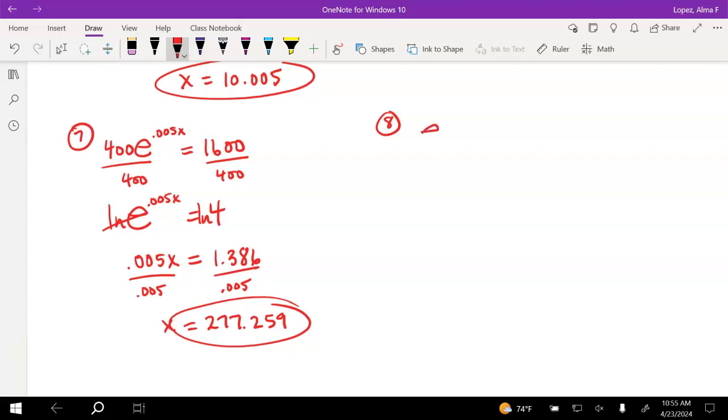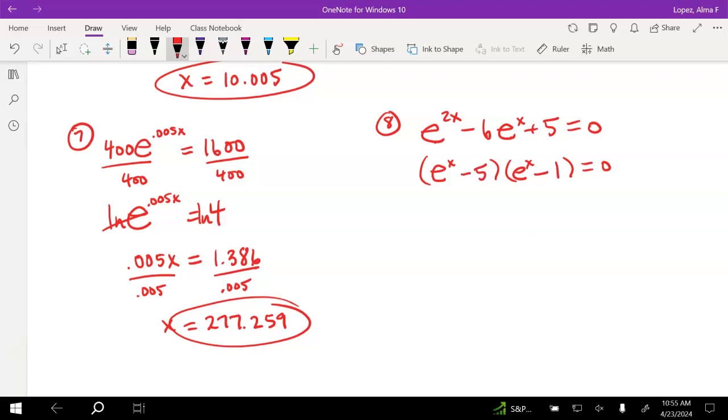On number 8, we start off, we're going to notice that it is an exponential quadratic, so I'm going to open up my two parentheses. So the factors of e to the 2x are in the center, so they are e to the x and e to the x. Factors of 5 that add or subtract up to be negative 6 will be negative 5 and negative 1. I'm going to set each one of those factors equal to 0.